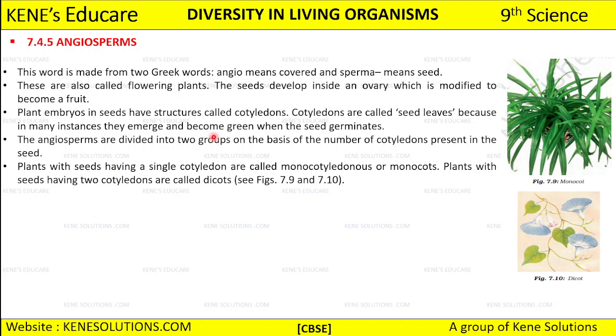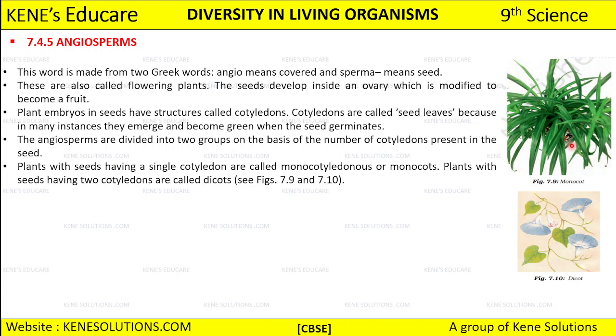So I hope you are clear with what exactly a monocot is and what a dicot is. And if you can see the structure, I told you that cotyledons are seed leaves, right? Why are they called seed leaves? Because the seeds emerge out and become green when the seeds are germinating. So this is how a monocot looks, and this is how a dicot looks. Because it has two cotyledons inside the seeds, it is called a dicot, and here because they have only one cotyledon inside the seed, they are called monocot.